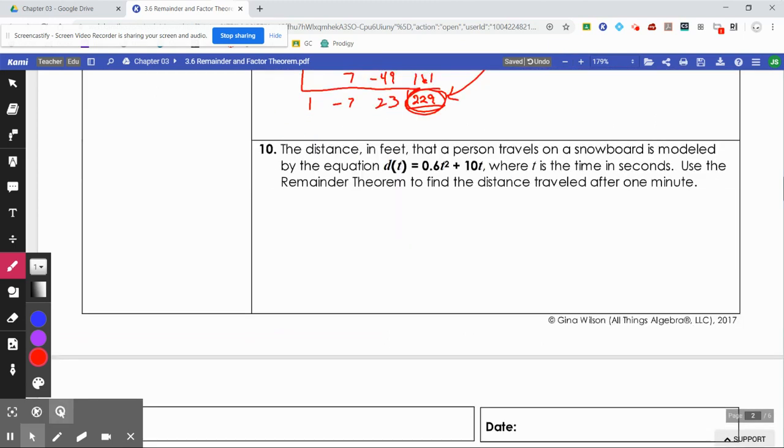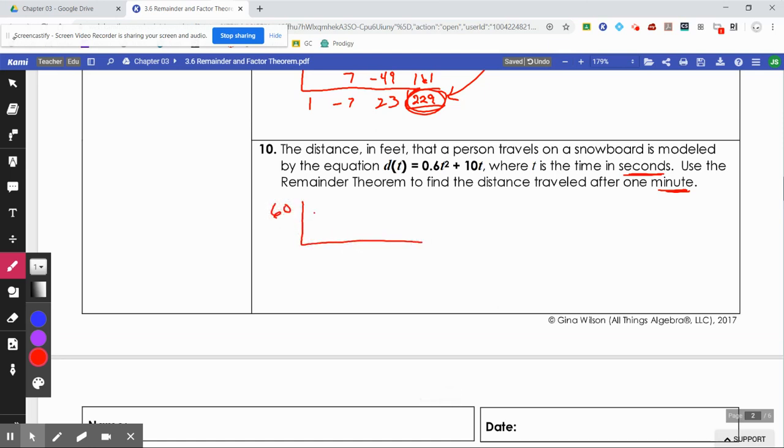Okay, number 10. The distance in feet that a person travels on a snowboard is modeled by this equation, where t is the time in seconds. Use the remainder theorem to find the distance traveled in 1 minute. Now here's where people get mixed up, seconds and minutes. We're asked how far you would travel in 60 seconds, 1 minute. So we're going to divide by 60.